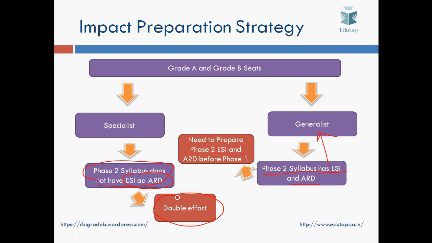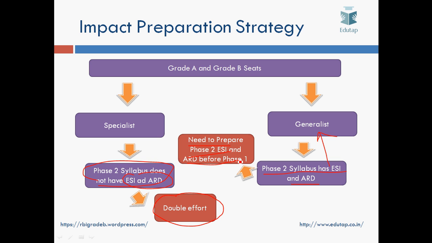But on the other side, for journalist, the catch is that they need to prepare phase 2 ESI and ARD before phase 1 itself. The phase 1 paper of grade A and grade B exam shall consist of around 80 questions of ESI and ARD, and it shall become very important to score in them. Therefore, the ideal strategy should be to complete as much of the phase 2 syllabus of ESI and ARD as possible before phase 1 itself, so that it helps you in phase 1 also.